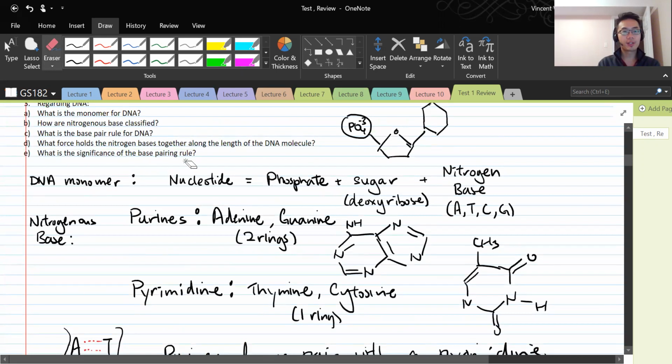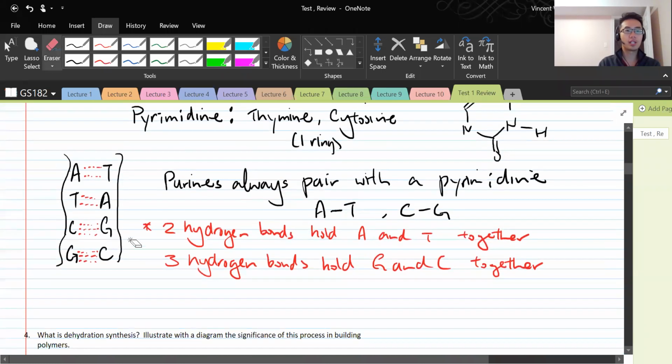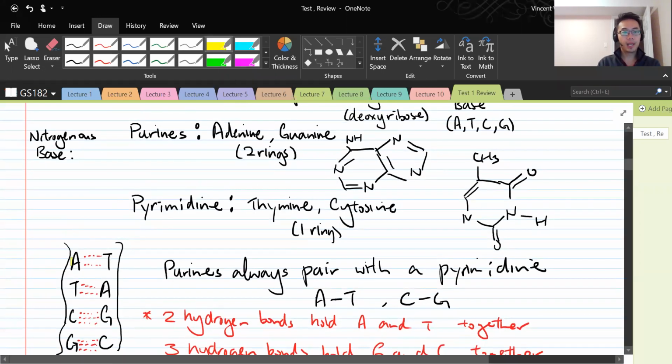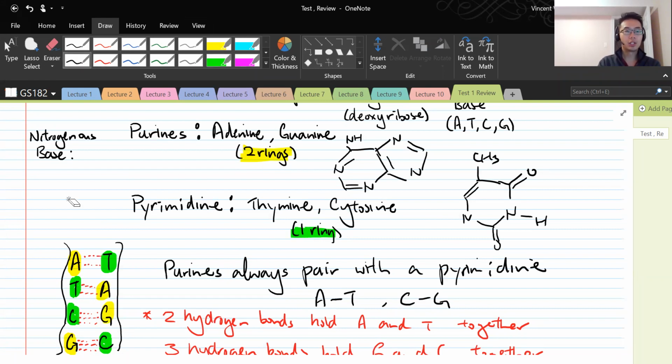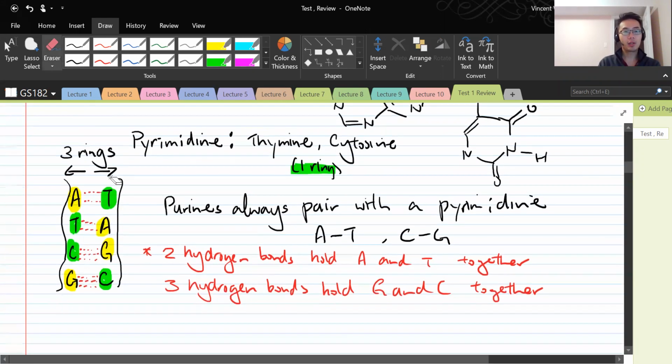What is the significance of the base pairing rule? Why is it necessary to have A and T together and G and C together? Well, as I mentioned earlier, the A and the G are 2 rings, whereas the T and the C are going to be 1 ring. So across the DNA, it will always be 3 rings across.